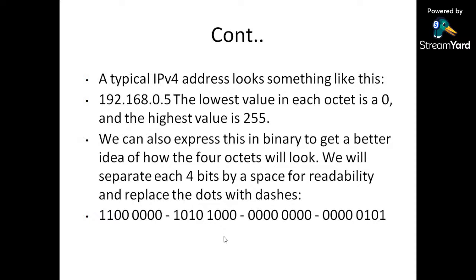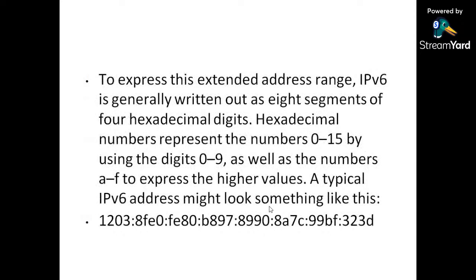We can also express this in binary to get a better idea of how the 4 octets will look. We will separate each 4 bits by a space for readability and replace the dots with dashes. So 1100, 4 times zeros, 1010, 1000, dash, all zeros, and 0000 0101.